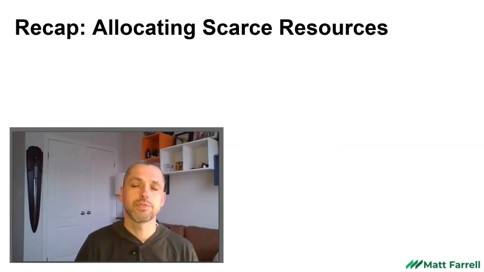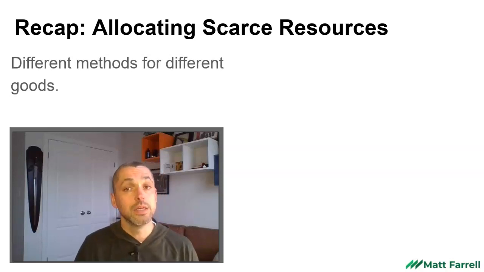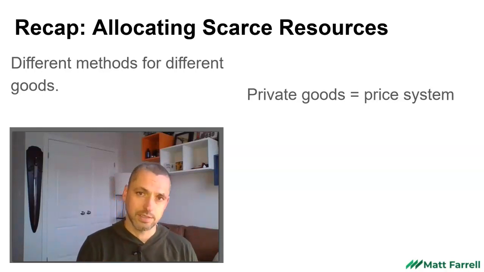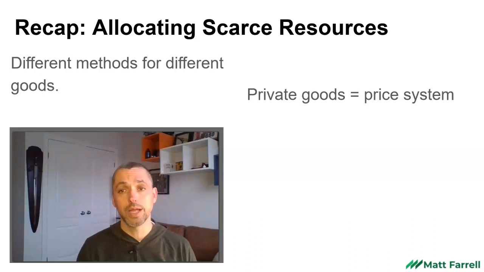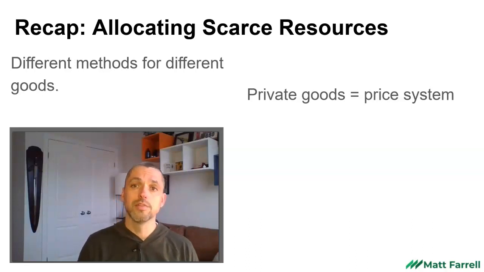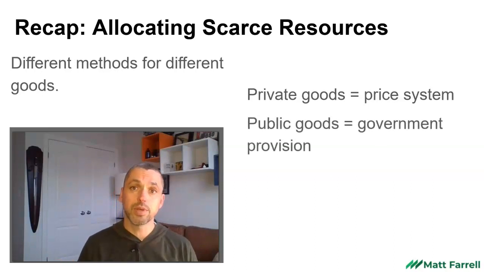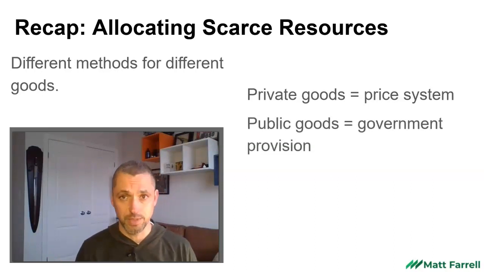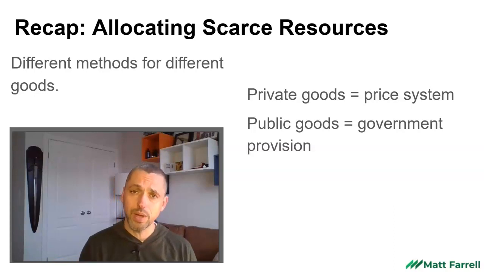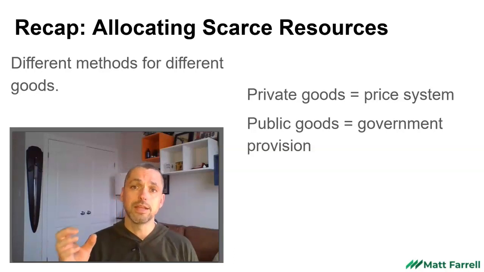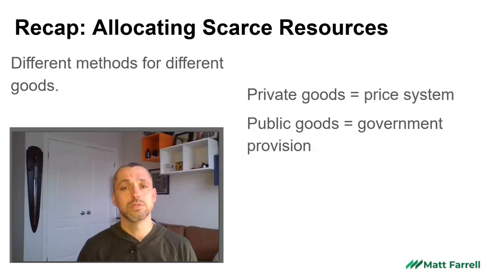So just to recap, there are different ways of allocating scarce resources. Use different methods for different types of goods. Typically for private goods, we use the price system. We let people choose whether they want to buy Junior Whoppers or not. Firms compete to try and sell the most Junior Whoppers. Public goods, typically we rely on government provision. There are some characteristics of public goods that make them subject to things like free rider problems, and they aren't really fit for the price system. For those, we tend to use government provision.